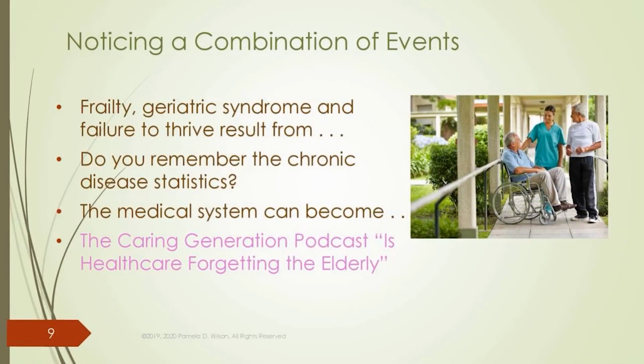So let's talk about noticing this combination of events. As we talked, frailty, geriatric syndrome, and failure to thrive, they're syndromes that result from chronic diseases. How many of you remember the statistics on chronic disease? Let me share them again. So 60% of older adults have 1, 40% have 2. These are optional. We don't have to have chronic diseases.